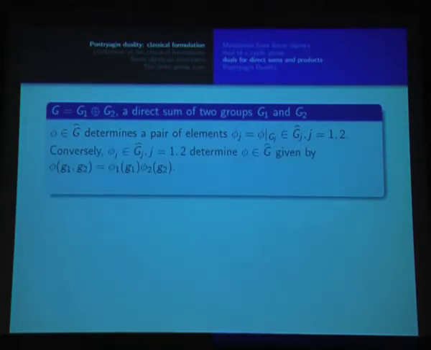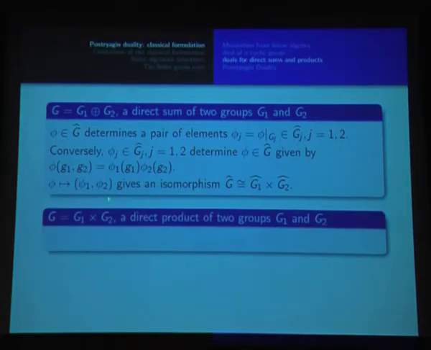In the other direction, suppose I am given a pair of elements phi j here, then I can define an element phi in G hat as follows. So elements of G are pairs G1 comma G2. So if I define phi of (G1, G2) as phi 1 of G1 times phi 2 of G2, then this phi will be an element of G hat. So there is a bijective correspondence, and this correspondence also respects the group structure. So phi going to (phi 1, phi 2) gives an isomorphism between G hat and G1 hat cross G2 hat.